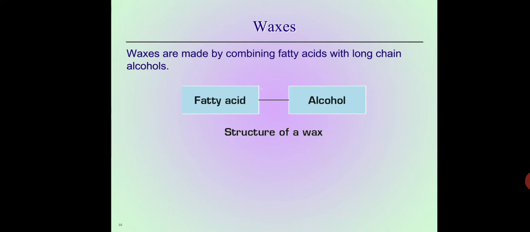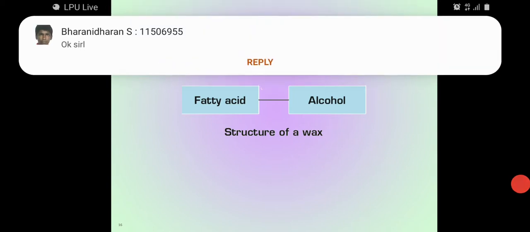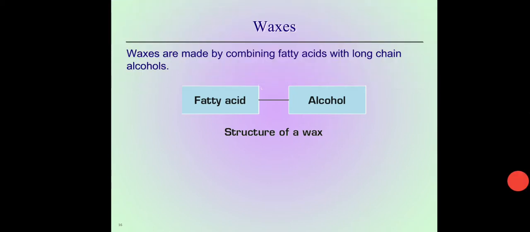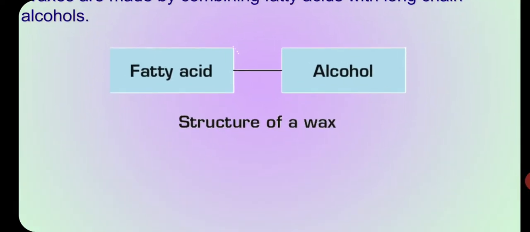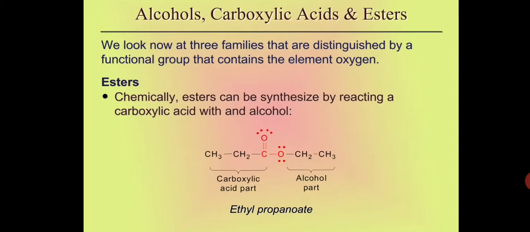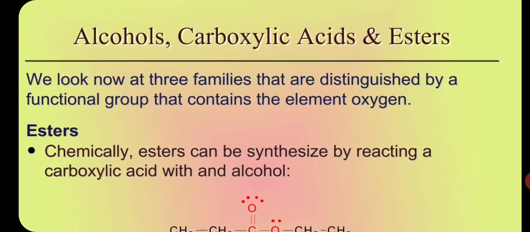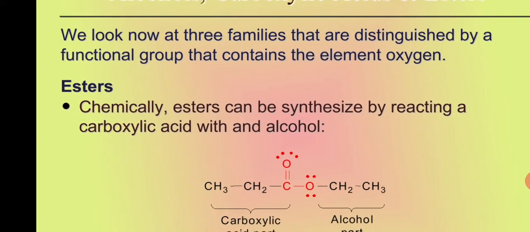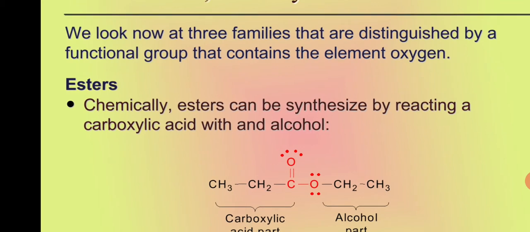So waxes are basically produced by combining long chain fatty acids with alcohol. So this is just a simple depiction of the association of fatty acid and alcohol. Long chain alcohol, always note that. Fine. So here you should understand one more thing, because I am going to teach you lipids now. So first you understand the basic components.